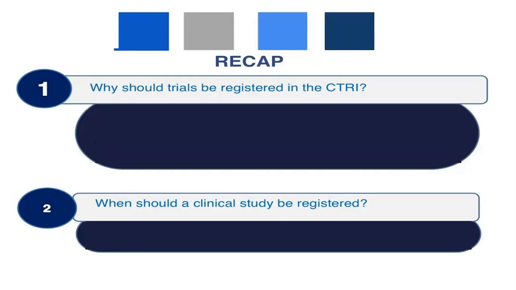The CTRI is the Clinical Trial Registry of India, and it holds all the data sets and registrations made for the different clinical trials that are ongoing or completed in India. There are three different access levels: public access, registrant access, and administrator access. Public is the first level, registrant the second, and administrator the third. As we move from public to registrant to administrator, the level of access increases.